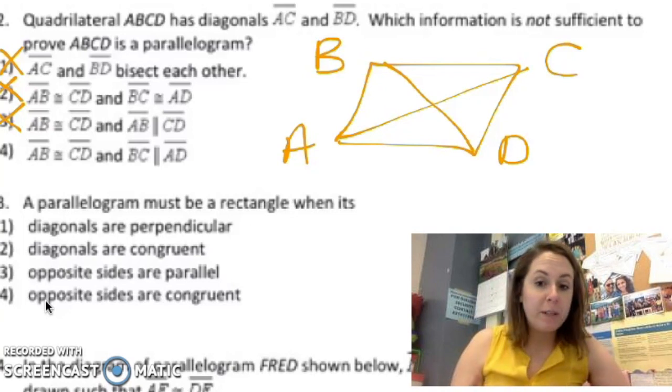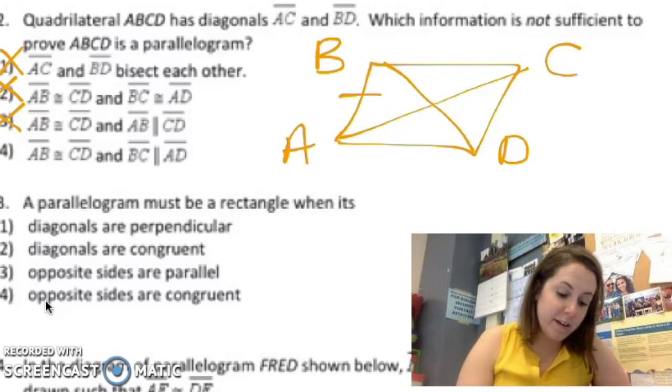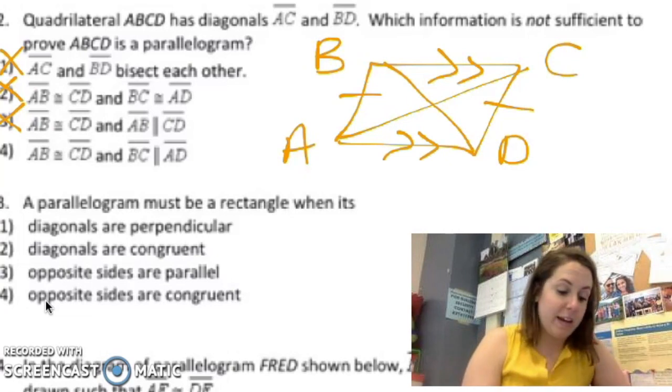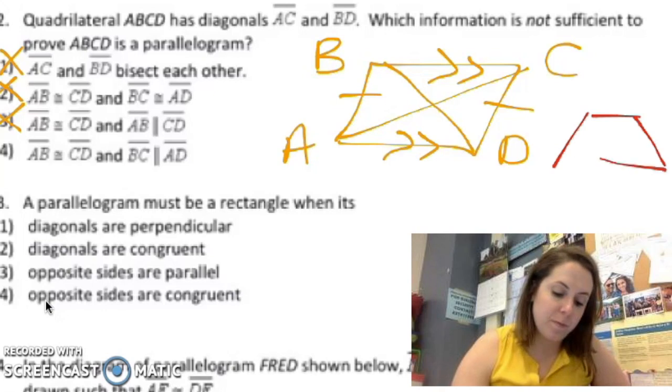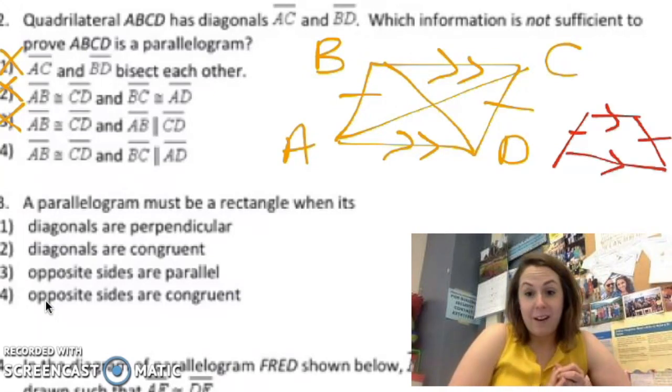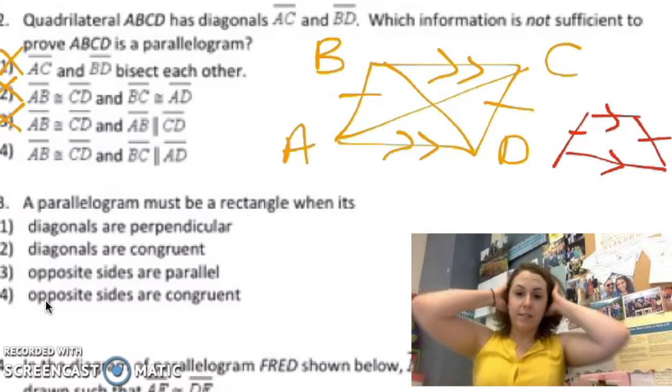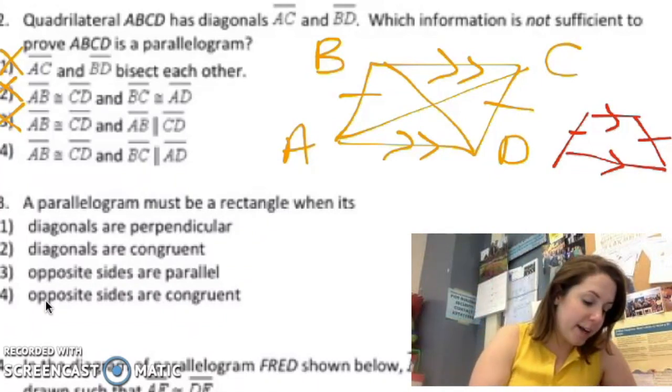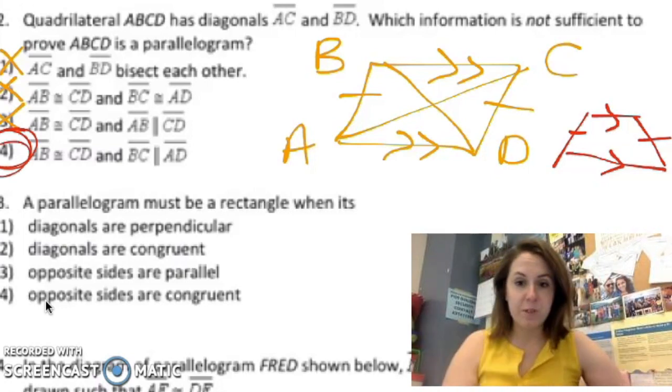So we know it must be 4, but let's see why. This says that these are congruent and that these are parallel. All that proves to me is that this is a trapezoid. So if I had that, these could be parallel and these could be congruent, and that would just be an isosceles trapezoid. That doesn't necessarily make it a parallelogram. So I know my answer here should be 4. So again, knowing those properties is really important.